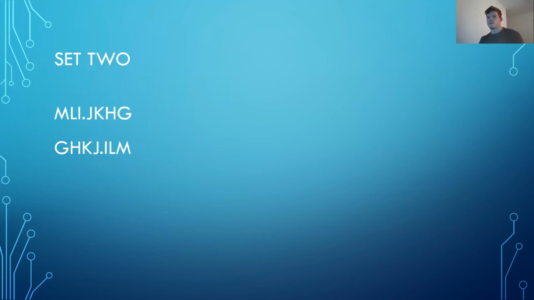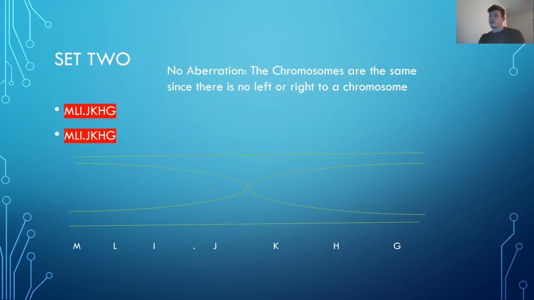For set 2, we were given MLI, centromere JKHG for the first, and for the second, we have GHKJ, centromere ILM. Okay, I reversed those 2 because M and M were there and G and G were there, but they were on the wrong sides. So when you reverse them, you see that they are the exact same chromosome because there's no left or right to a chromosome. No aberration. Chromosomes are the same because there's no left or right to the chromosome.